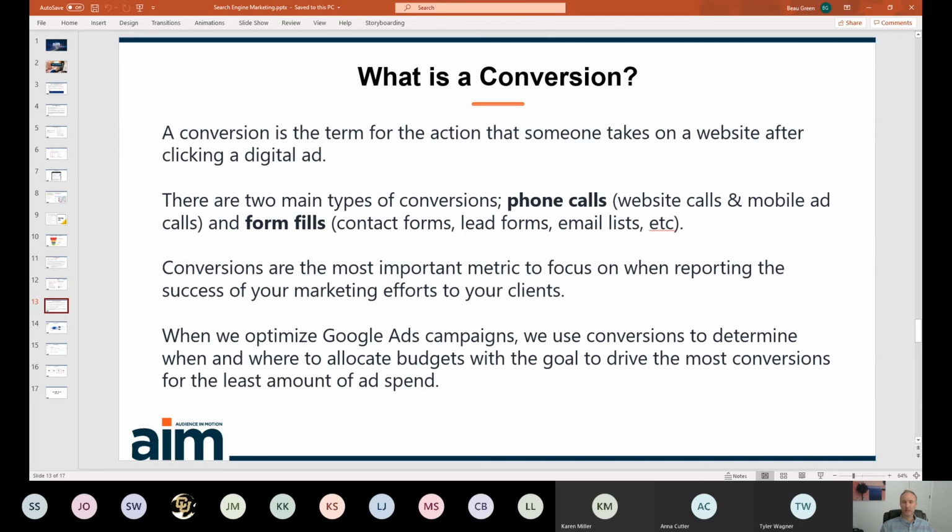And when we optimize the Google Ads campaigns, we use conversions to determine when and where to allocate budgets, with the goal to drive the most conversions for the least amount of ad spend. So we want to drive the most leads for the least amount of cost to get the most bang for your clients' dollars when they're doing Google Ads.